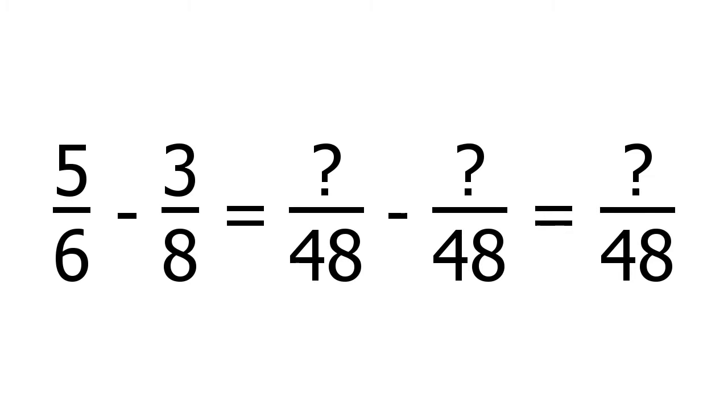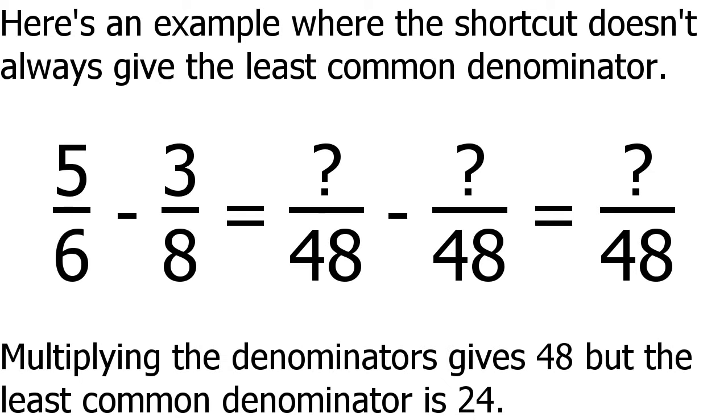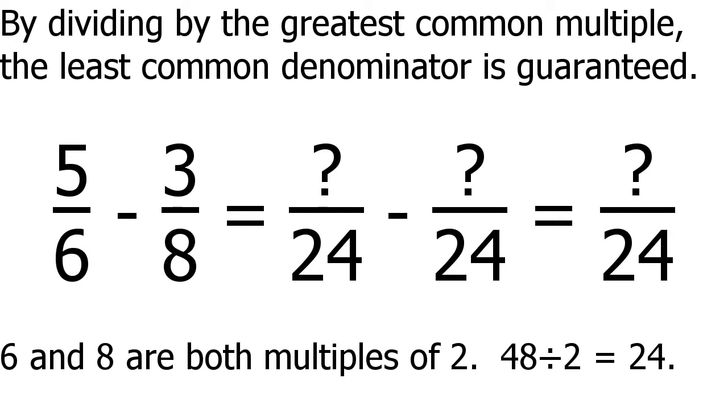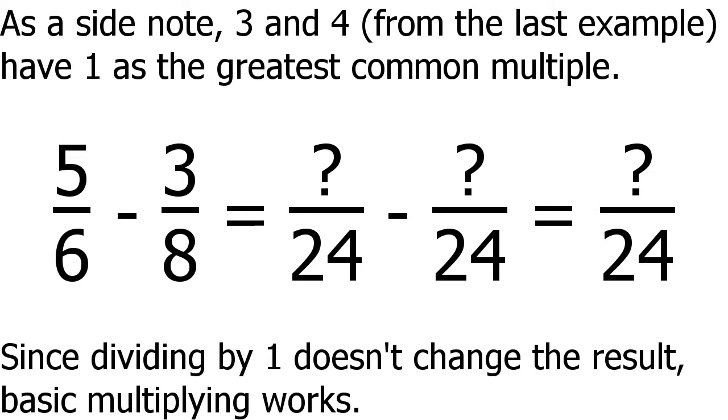Let's consider 5/6 minus 3/8. Here's an example where the shortcut doesn't always give the least common denominator. Multiplying the denominators gives 48, but the least common denominator is 24. By dividing by the greatest common multiple, the least common denominator is guaranteed. 6 and 8 are both multiples of 2. 48 divided by 2 equals 24. As a side note, 3 and 4, from the last example, have 1 as the greatest common multiple. Since dividing by 1 doesn't change the result, basic multiplying works.